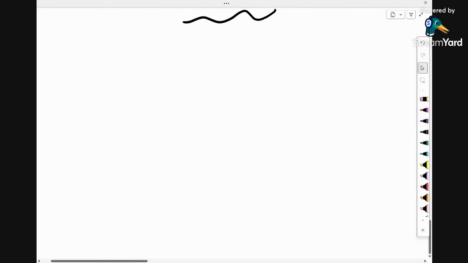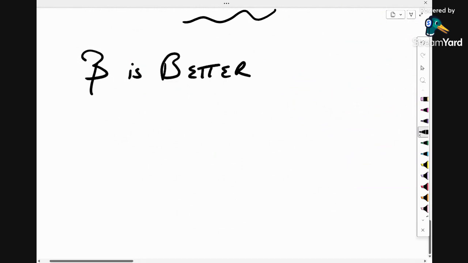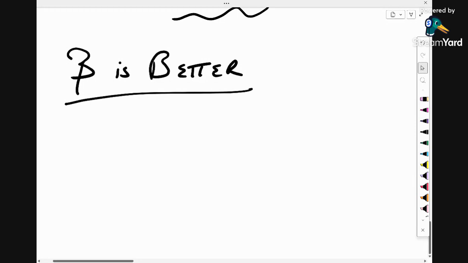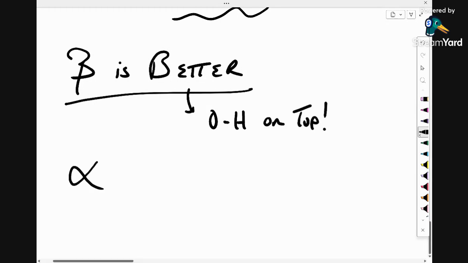And I remember this because beta is better. And if I were the hydroxyl group, I'd rather be on top of the structure. Okay, so beta is better, so the OH group here is on top. If you are alpha, the OH group is therefore on the bottom.